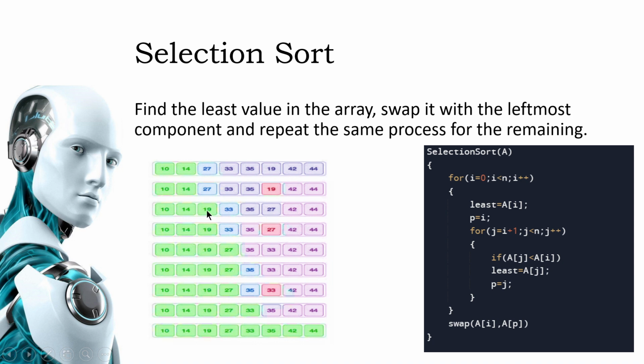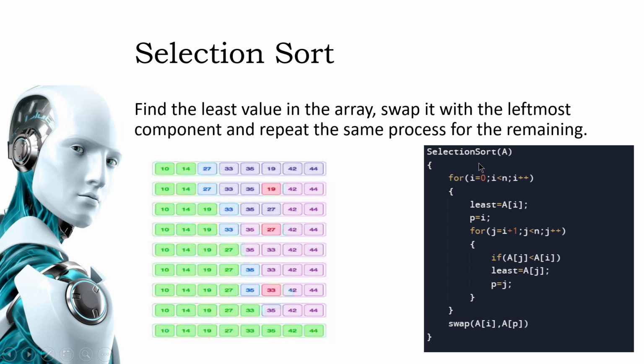Next, 19 is confirmed to be in the correct position, and it's going to create a wall over here. Next, scan, and you find that 27 is the smallest. 27 is swapped with 33, that is just beside the wall over here. 27 and 33 are swapped, 33 comes here, and so on. The process is going to take place until all are swapped.